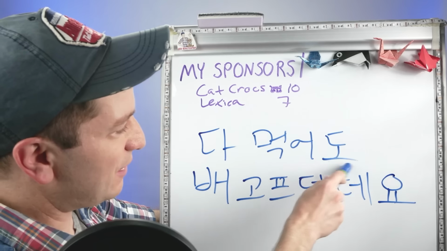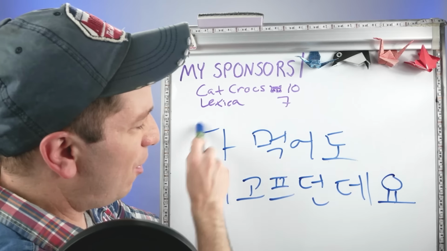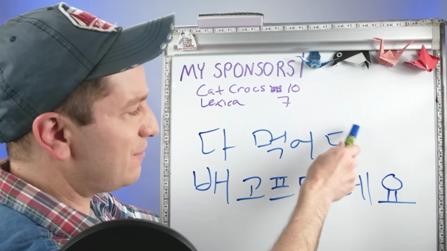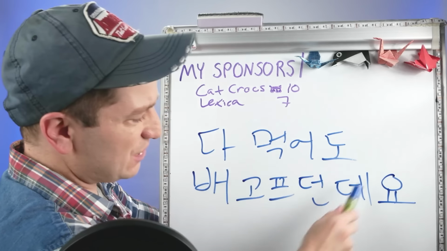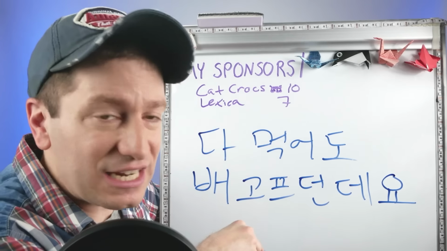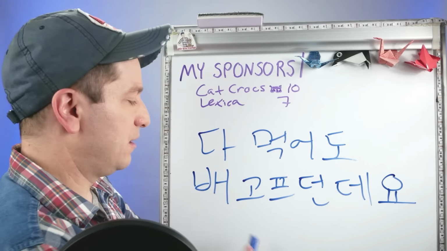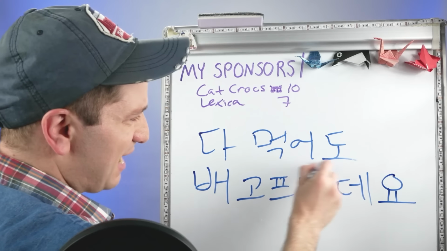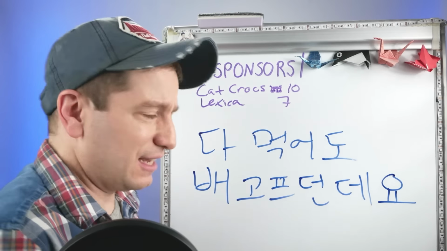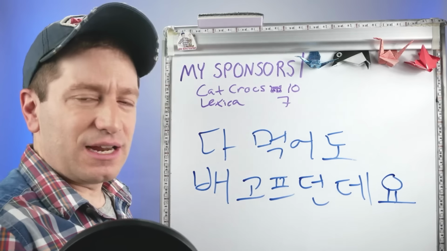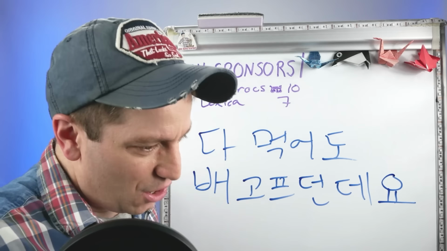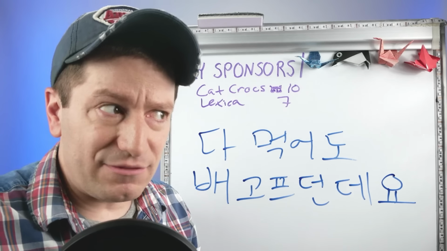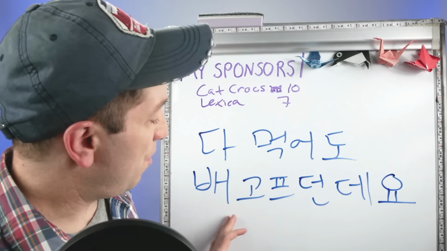다 먹어도. So even if 먹어도, even if I eat all of it, even if I finish eating, in this case, since it has 던, we know it's past. So even if I finished eating in the past, even though I had finished eating, 배고프다, to be hungry. 배고프던데요. I was hungry even though I ate everything. Even though I finished eating, I was hungry. I remember, I recall. So I remember I was still hungry even after I ate everything, or even after I finished eating. 다 먹어도 배고프던데요.